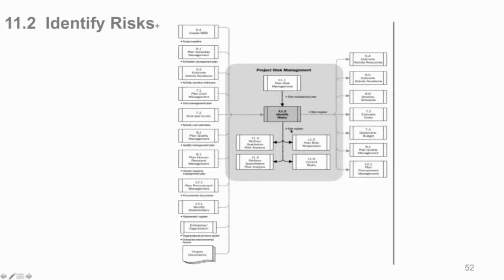The risk register is used internally in the risk management knowledge area to do other tasks, to do our qualitative, quantitative analysis to help us with our risk response plans and in controlling the risks. But also it goes externally out to a number of processes too. Let's look at these a little bit.